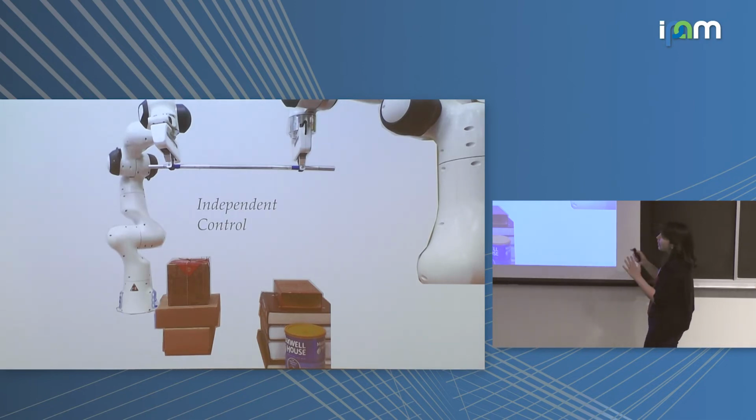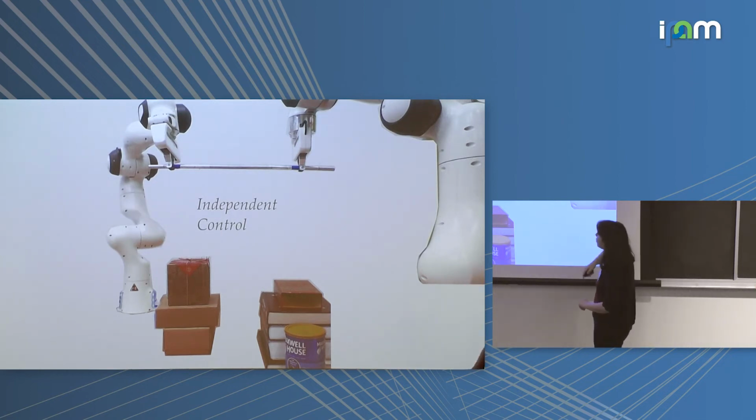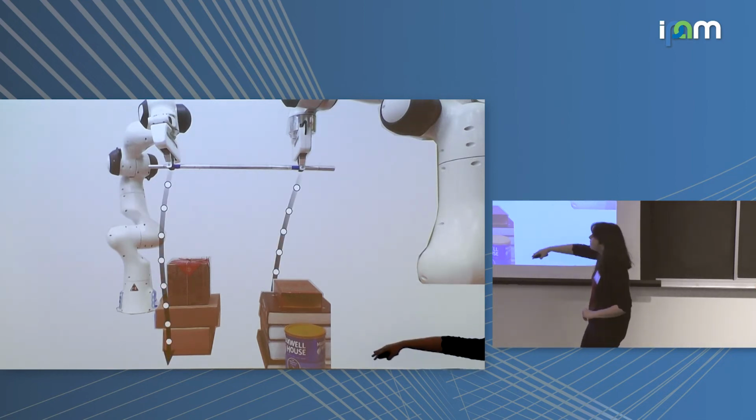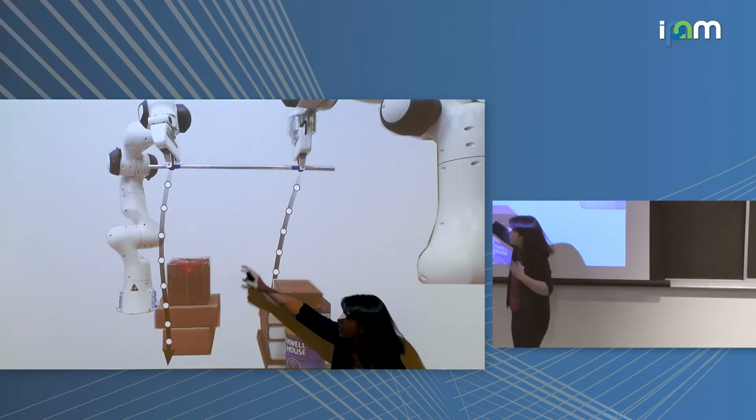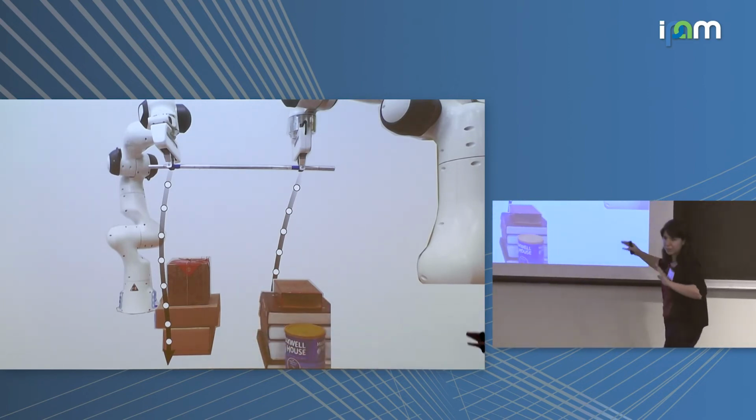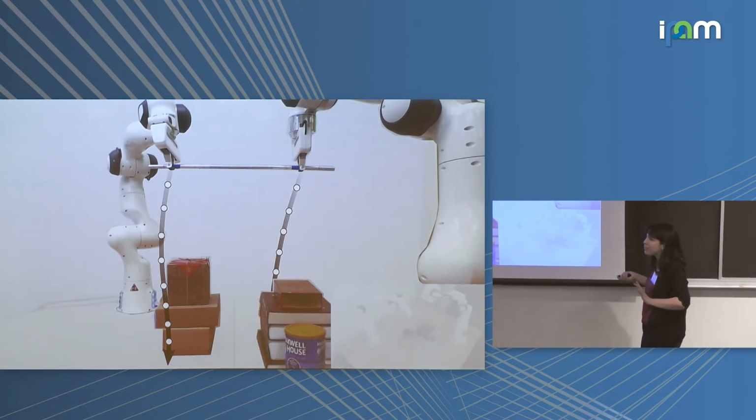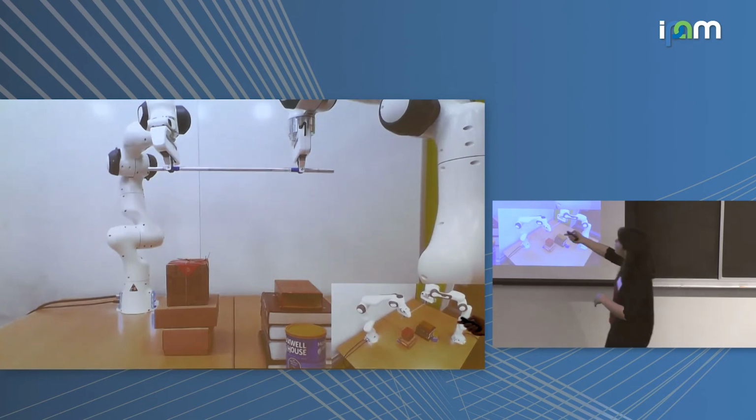And if you do the most naive thing, you might say, well, I'm going to do independent control, meaning that this robot is going to do its thing based on what it sees, and that robot is going to do its thing based on what it sees, and that's not going to work, right? It's kind of clear why it wouldn't work. Let's show a video of it.